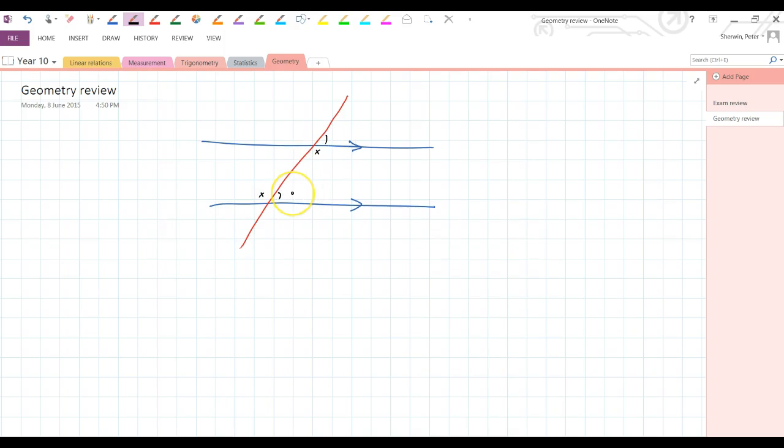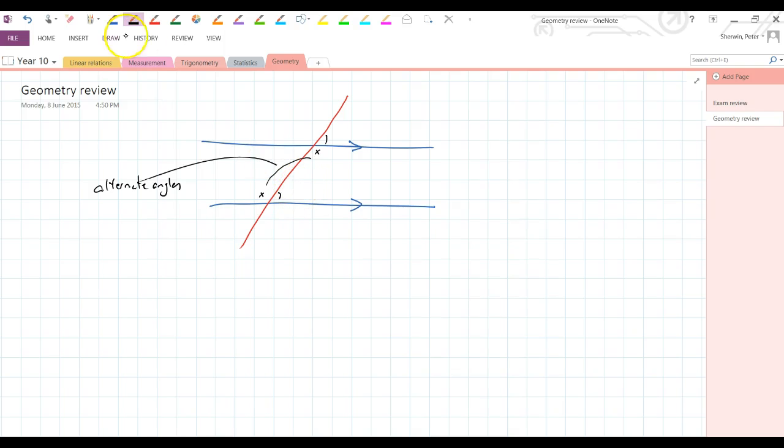But they're all called different things. So these little X's here are called alternate angles. Right, so those there are called alternate angles, and they're equal, as we just said.